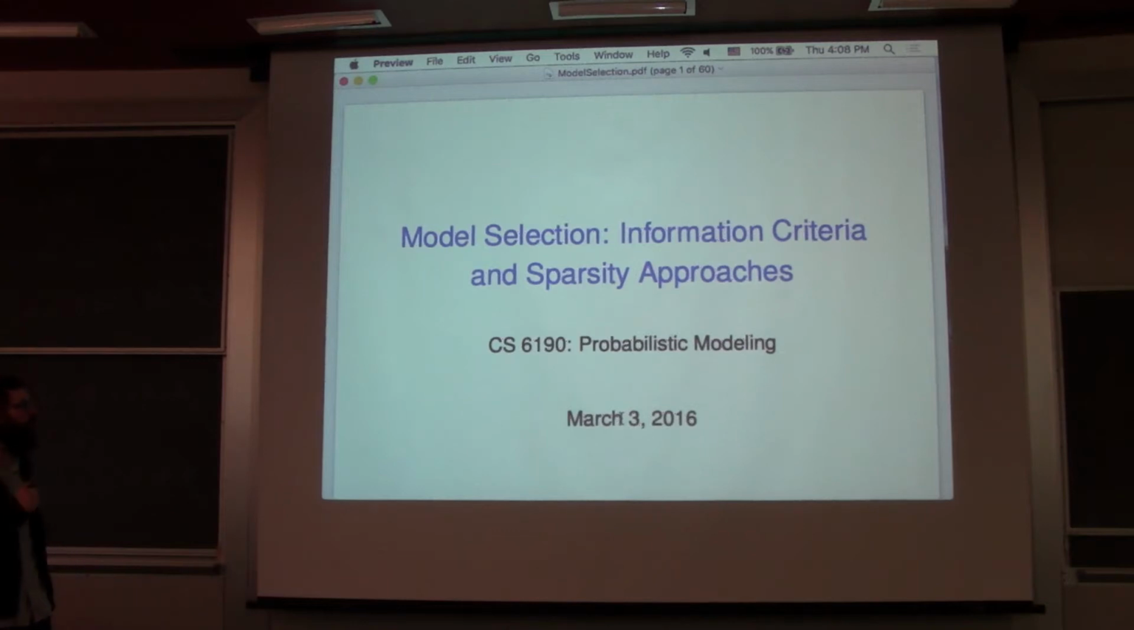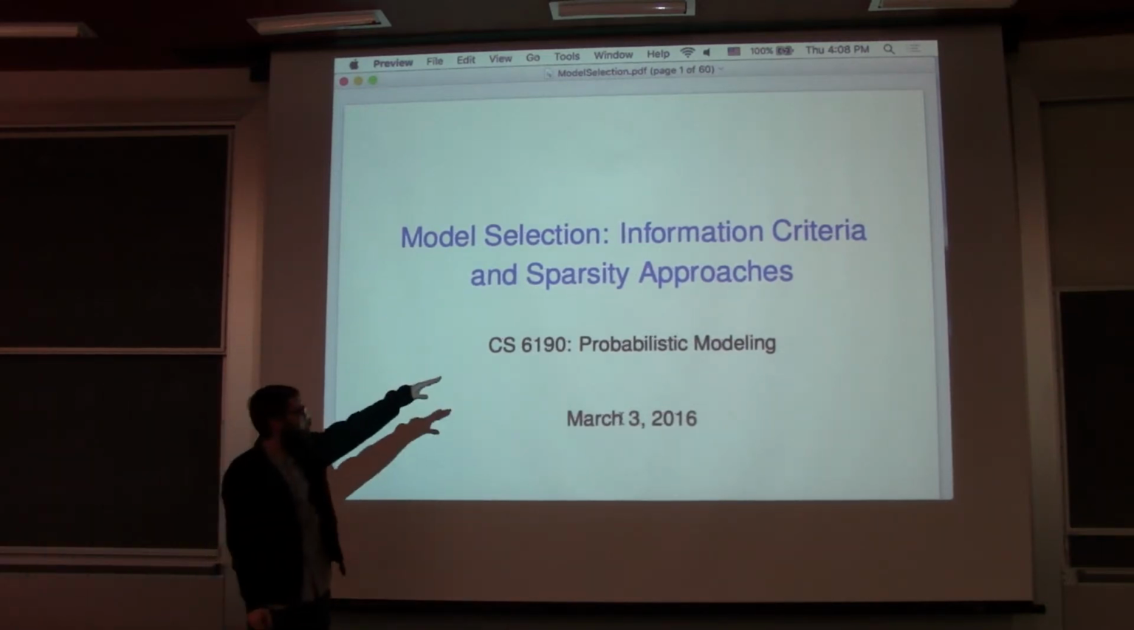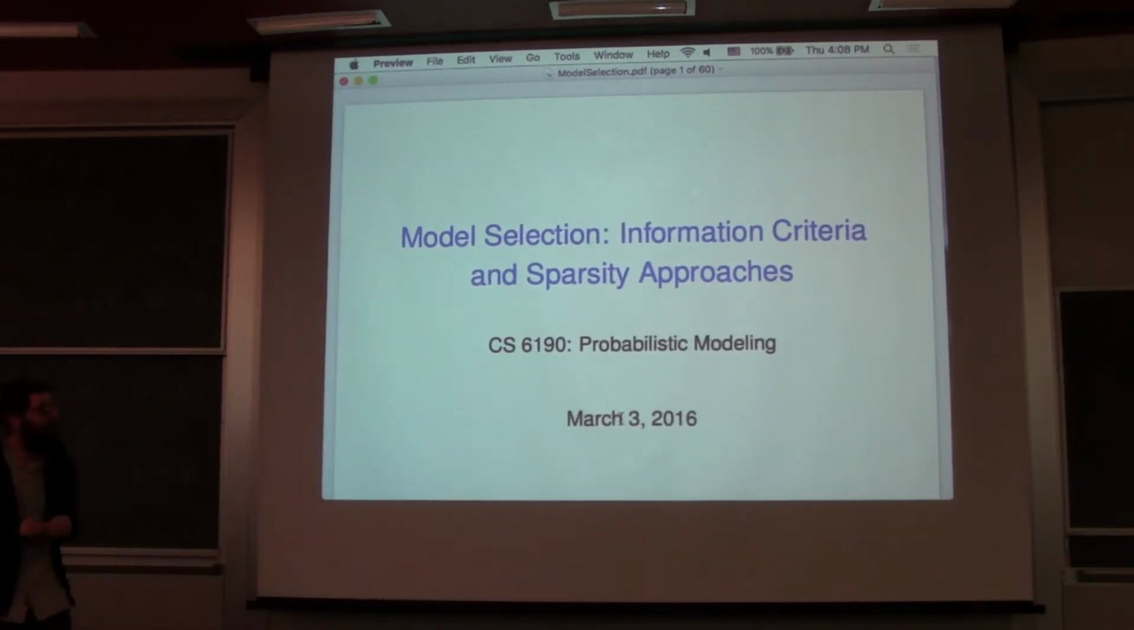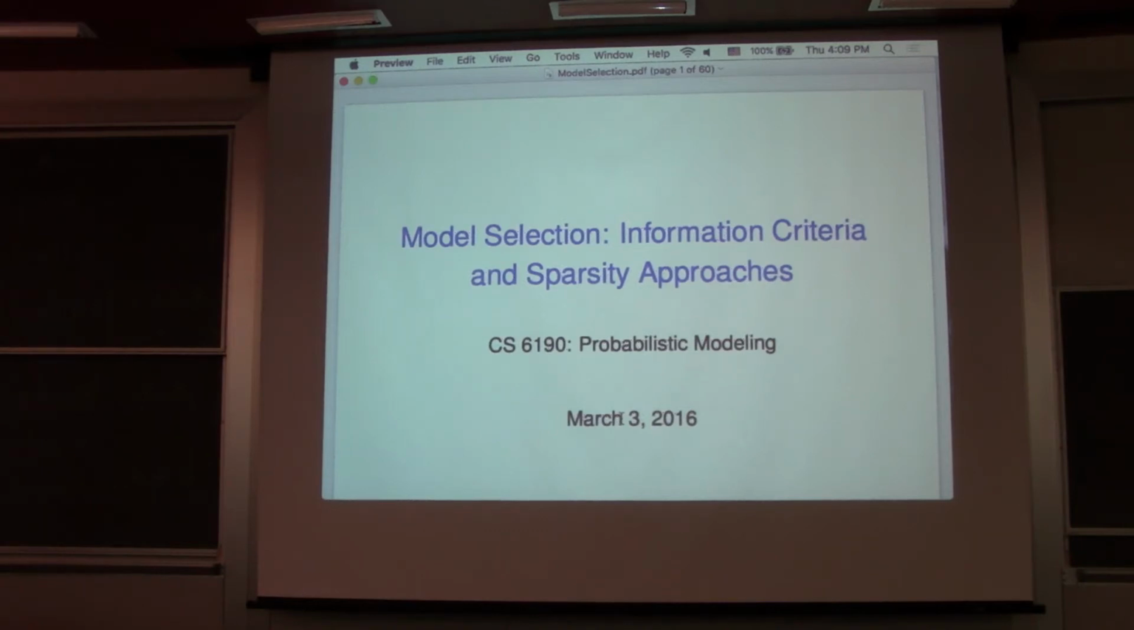And so we're going to talk about an approach based on sparsity, which probably most of you have run across at some point, especially if you took machine learning. We're going to talk about a couple of different ways to do model selection. And the other thing we're going to talk about is what's called an information criteria.